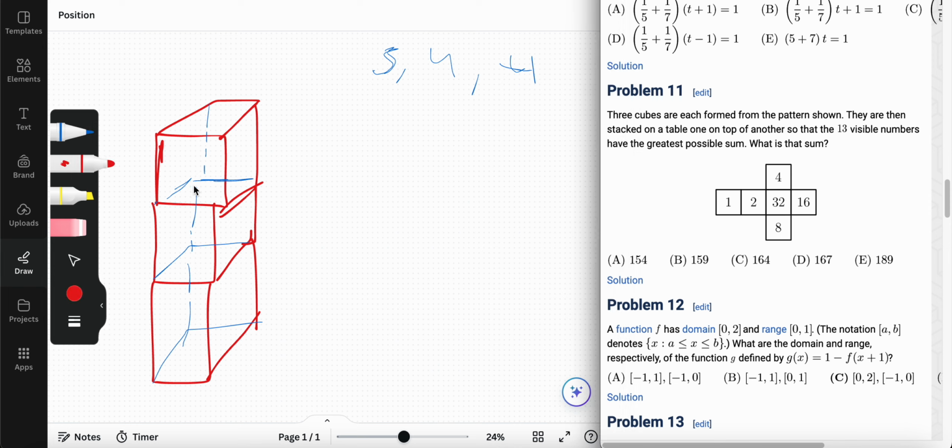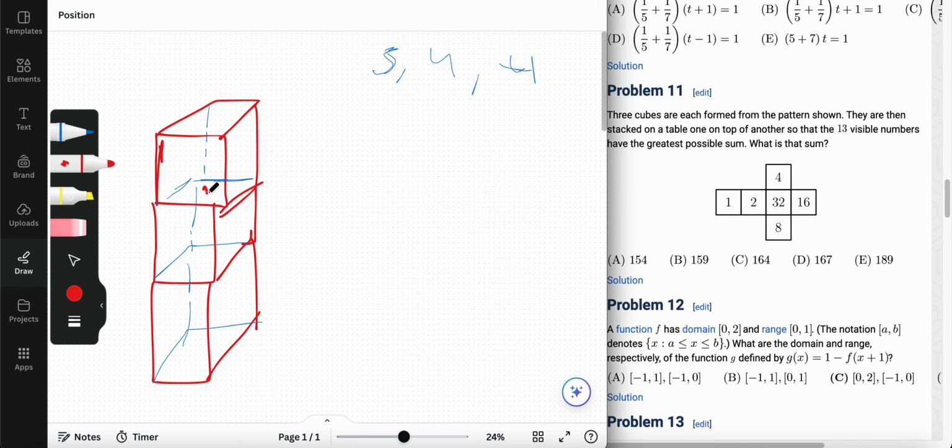Okay, so we want the least numbers in the faces that are not visible to us, because we want the greatest possible sum to be visible to us in the 13 visible numbers, right? So that means that I would want a 1 over here, because 1 is the least number out of all these numbers here.